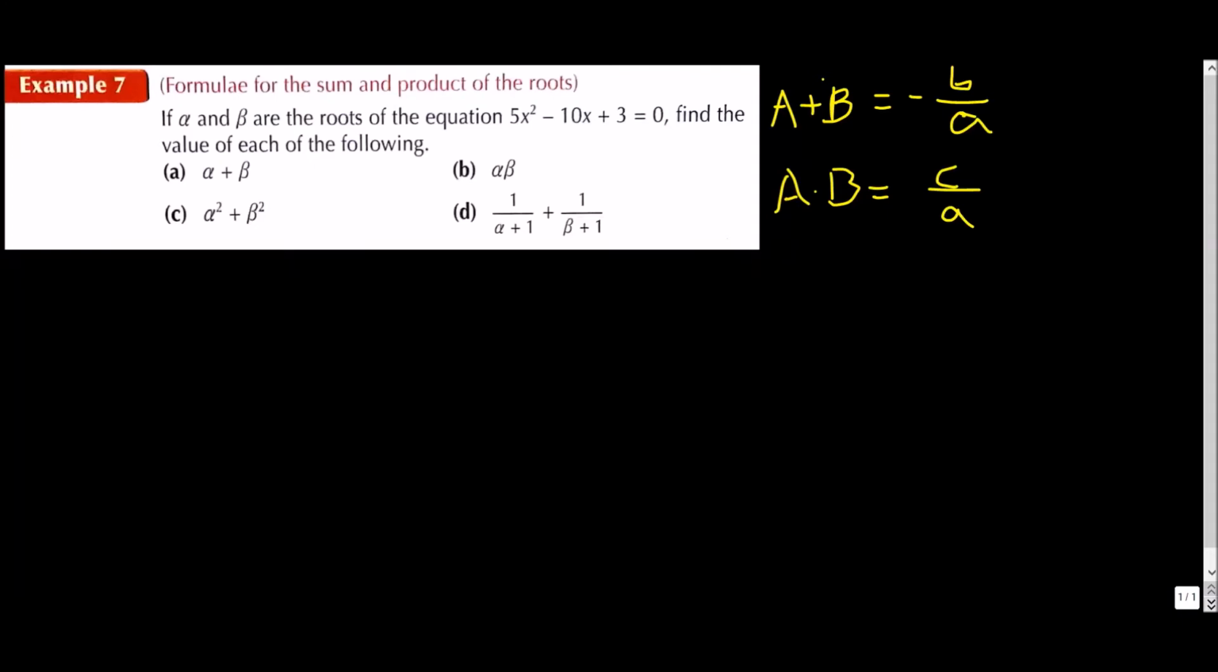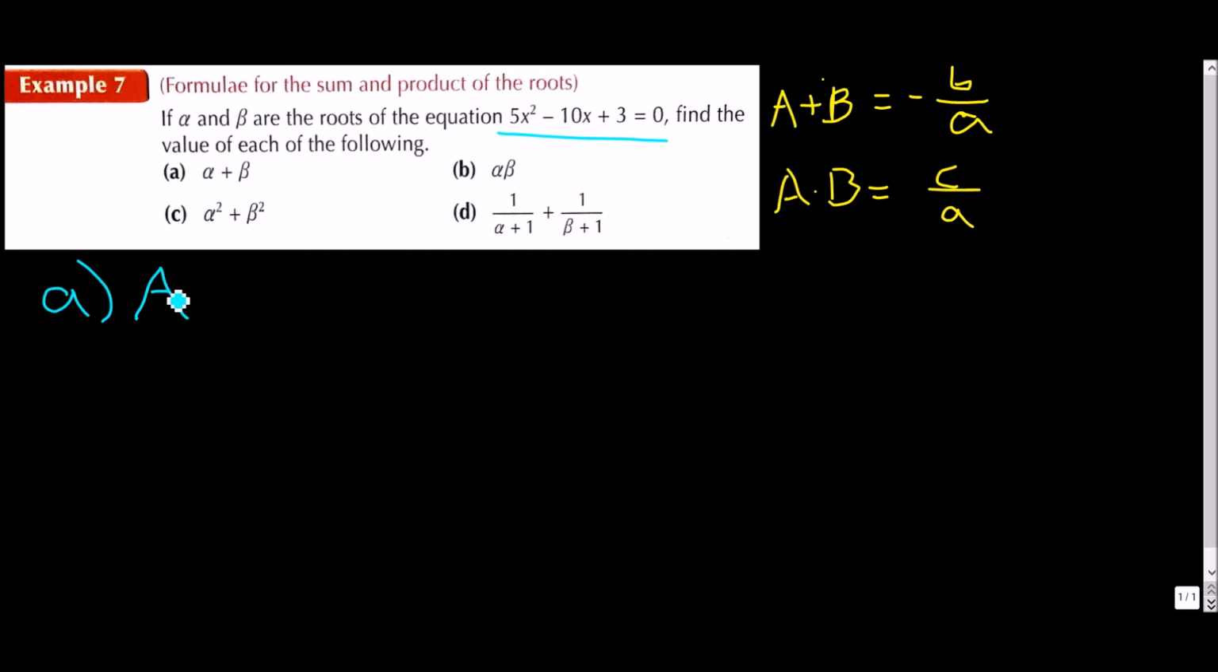Example 7 wants us to look at the roots of our equation and try to figure out some other answers that we could see. So if alpha and beta are roots of the equation 5x squared minus 10x plus 3 equals 0, find the value of each of the following. So we start off, and it wants to know what alpha plus beta is.